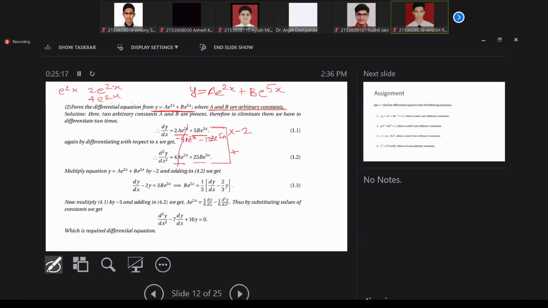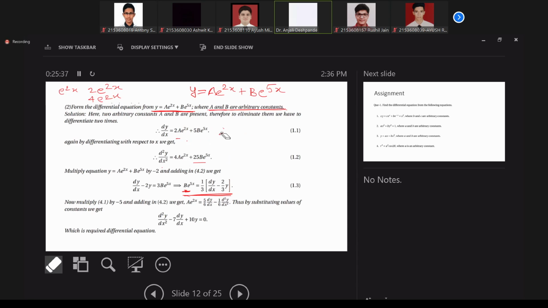Okay, and then once you simplify, you will get this term. That means you will get b e raised to 5x. Getting it or what? Likewise, are you following the train? Yes, ma'am. So the same way, we can find out a e raised to 2x also.